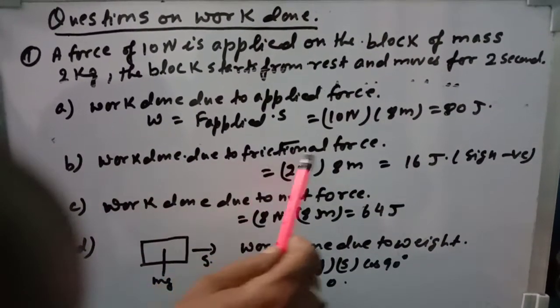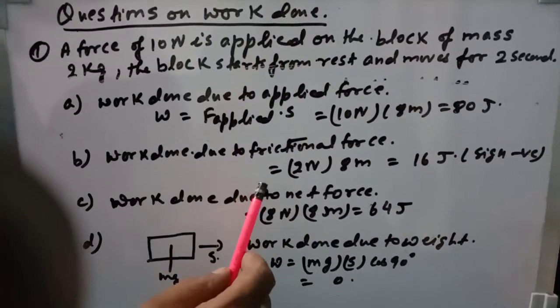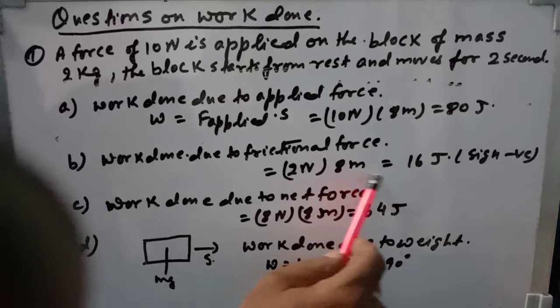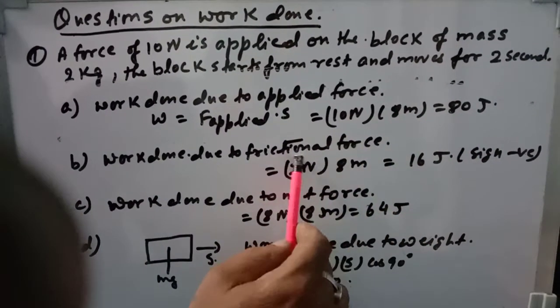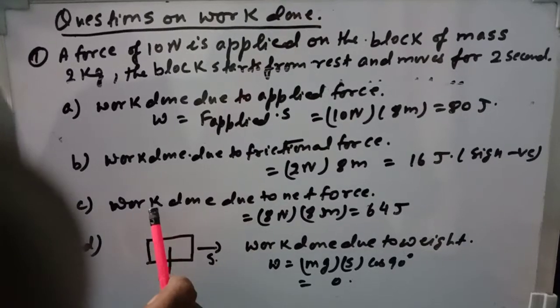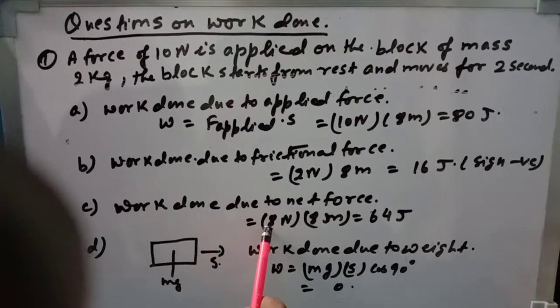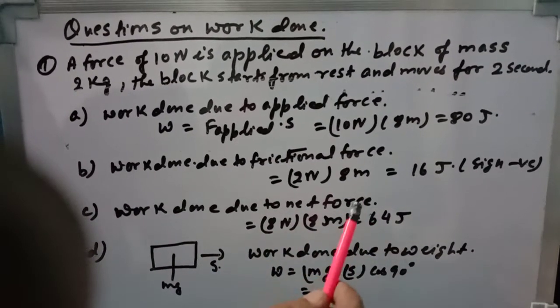Work done due to frictional force. So frictional force is given here 2 Newton in the question. So 2 Newton multiplied by displacement, that is 16 joule. Here the work done is negative because frictional force and displacement are in opposite direction. Work done due to the net force. Net force we have calculated 8 Newton multiplied by 8 meter, that is 64 joule.